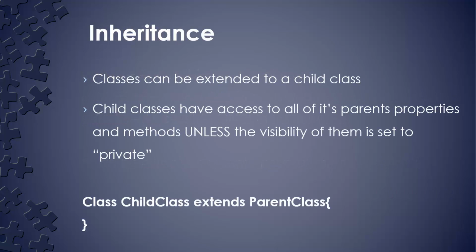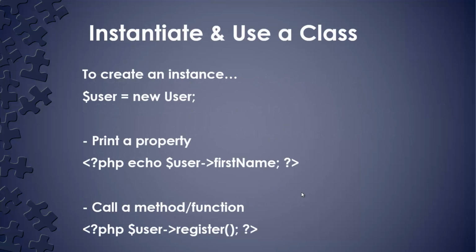So inheritance. Classes can be extended to a child class, and child classes will then have access to all of its parents' properties and methods unless the visibility is set to private. And this is how we would extend it. You say class, whatever the child class, and then extends whatever the parent class.